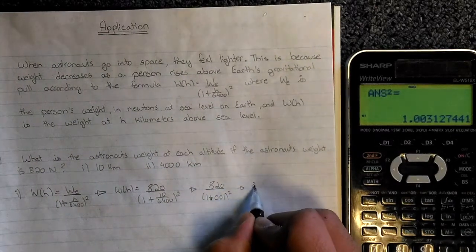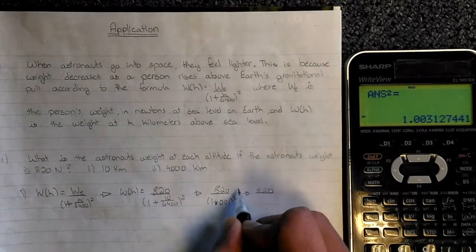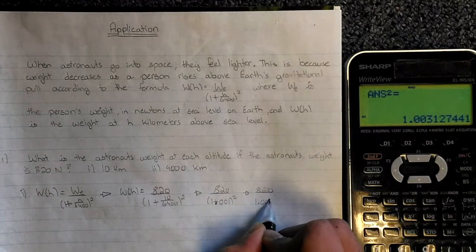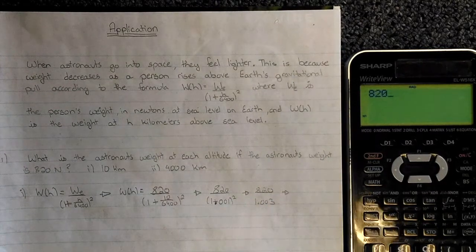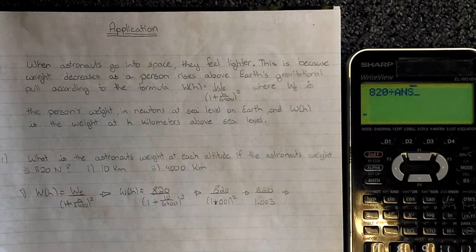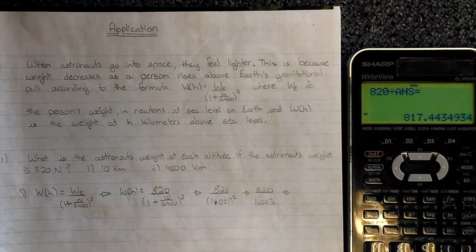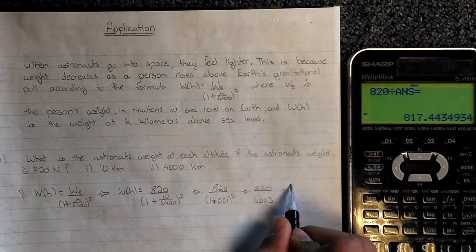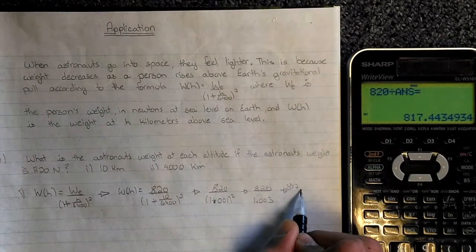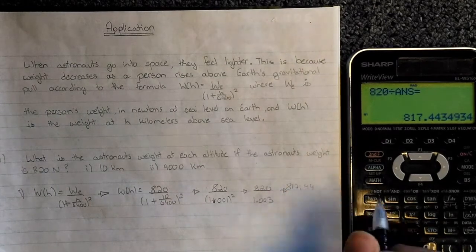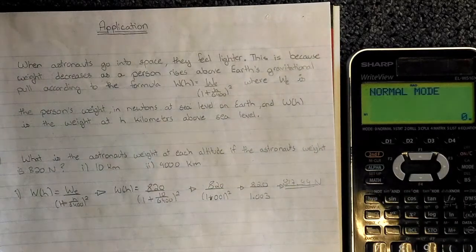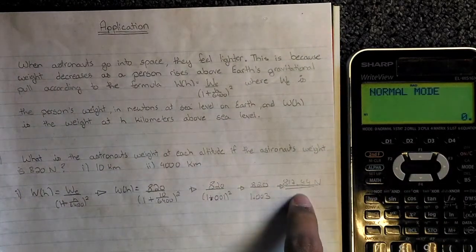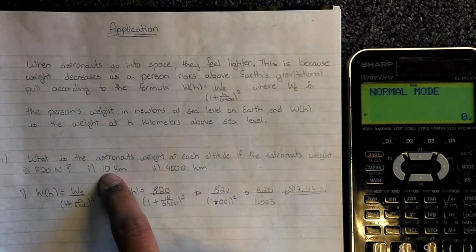So now it would be 820 divided by 1.003. Now plug that into a calculator. 820 divided by 1.003 will give you 817.44 newtons. Well, that's the weight of the astronaut at 10 kilometers of altitude.